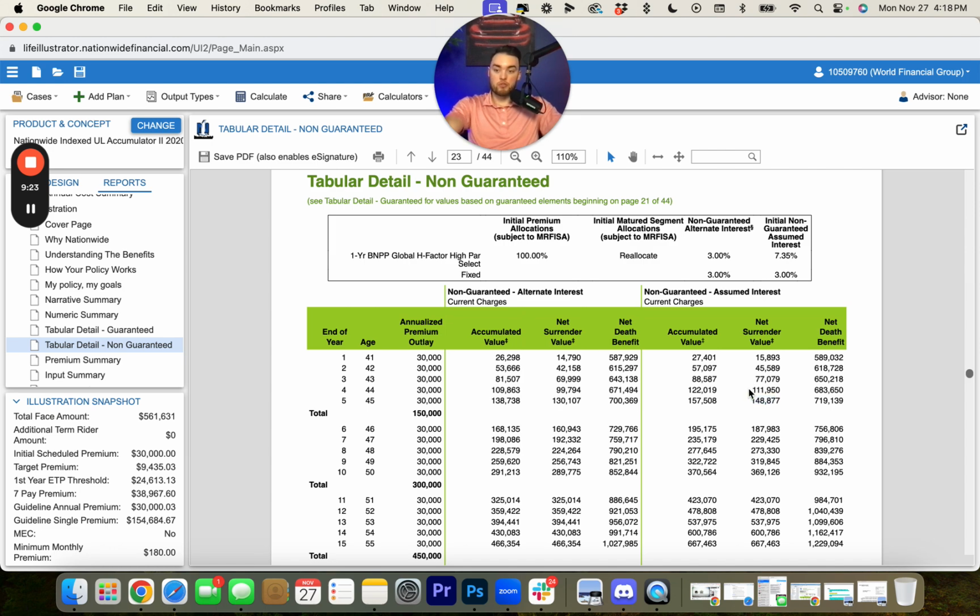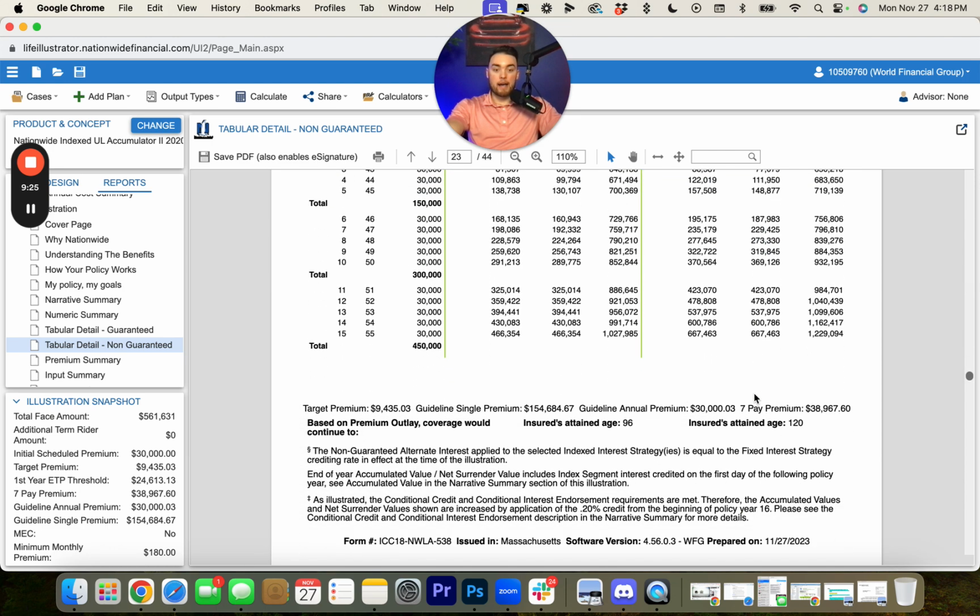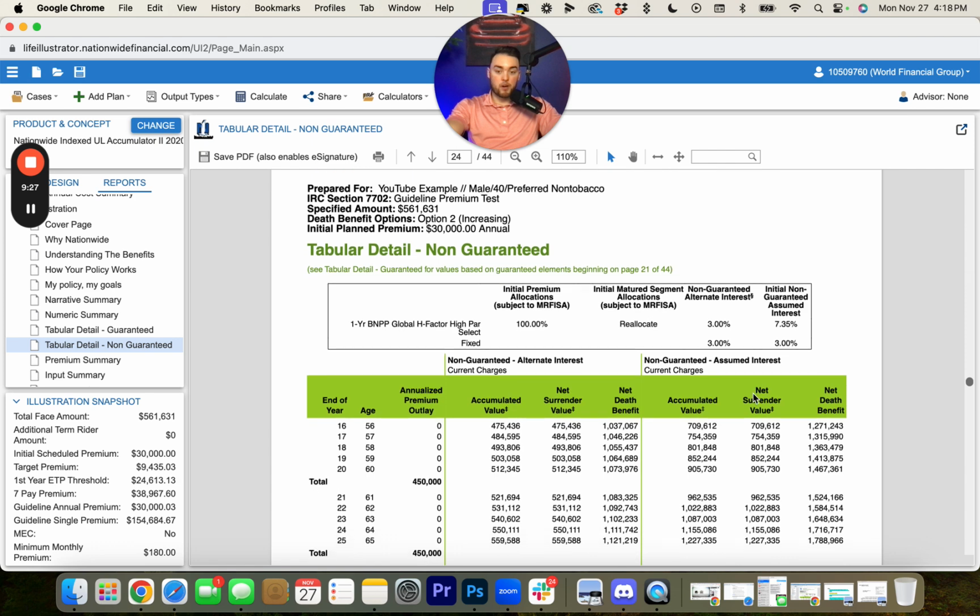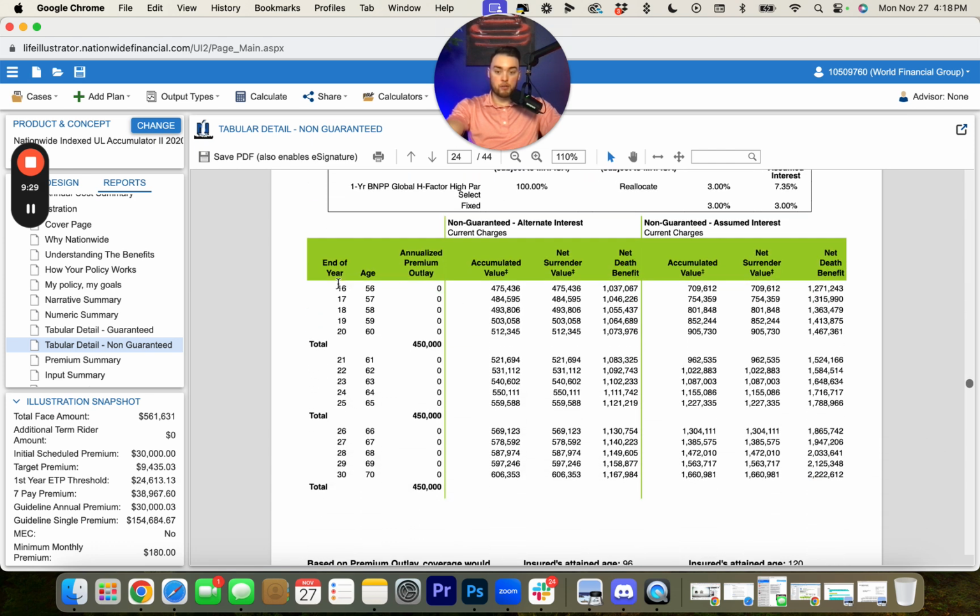Now, this is an extremely healthy policy. I can go as far as I want, right? Look, now we're in year 16. No more money is being funded into this policy for the rest of the life of the policy. Remember this, right? $450,000 has been put into this policy.